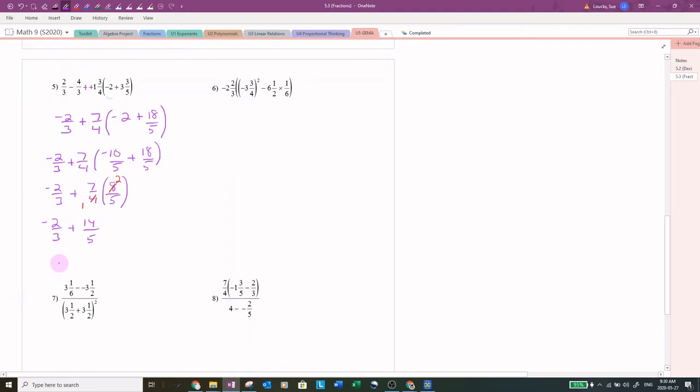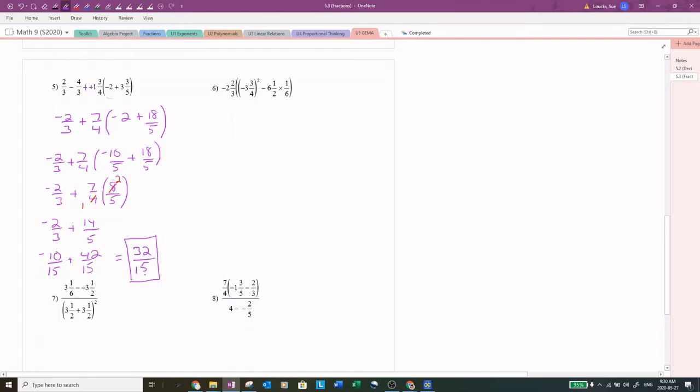And then I need a common denominator of 15. So 3 times 5 is 15. Negative 2 times 5 is negative 10. 5 times 3, 14 times 3 is 42. So this equals 32 over 15. And I can't reduce that.